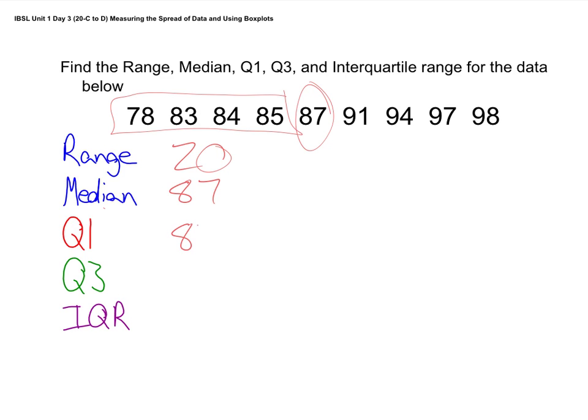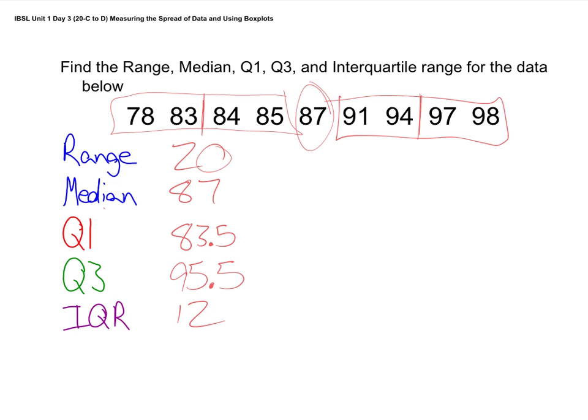83.5. That's right. And then what would Q3 equal? Good, 95.5. It's going to be halfway between 94 and 97. Okay? So the IQR? The IQR is 12. Very good. Okay, that's not too bad, right? Something you've probably done before.